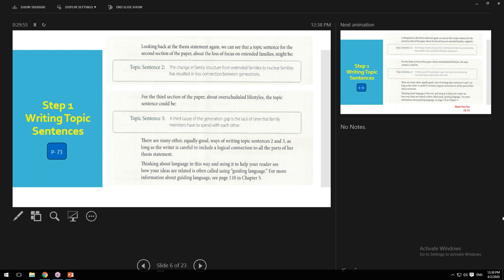And remember, I've mentioned before that the topic sentence should support the thesis statement. Should support the thesis statement. If it does not, then it is not a good topic sentence. Okay. If it does not support it, then it is not a good one. Let's have a look. Let's do some practice, then things will be clearer even for you.